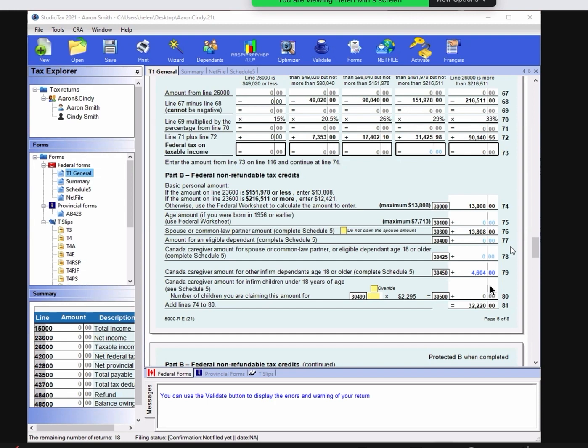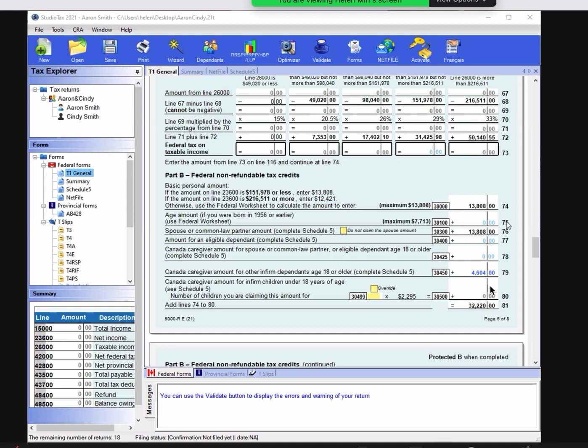Even if her husband makes under 30,000, she doesn't pay any support payment, because they say if his income is under 30,000, then she doesn't need to pay any support payment. But he still cannot claim that eligible dependent. The mother claims the eligible dependent. That's what I said.